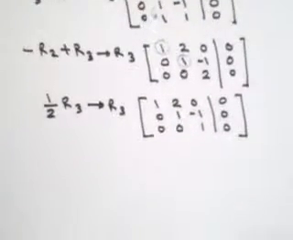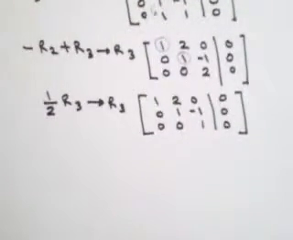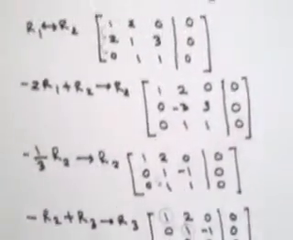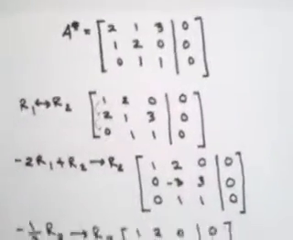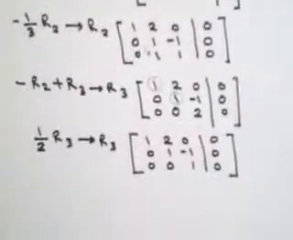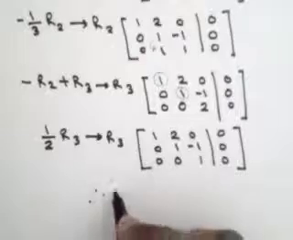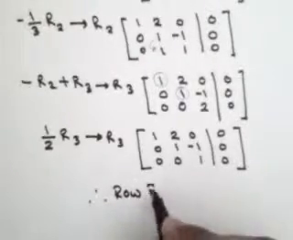So that's it guys. This is how we find the row echelon form of the augmented matrix. So this is the row echelon form.